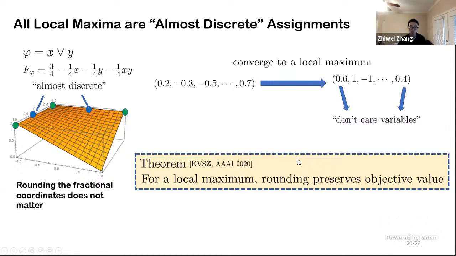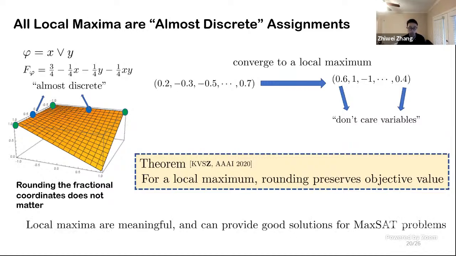So this gives us some guarantees about the solution quality of local maxima, because rounding now does not harm, which is different from the case in LP, both LP and the SDP relaxation, where rounding can cause loss to the objective. In other words, local maxima are meaningful, and they do provide good quality solutions for some more relaxed problem like MaxSAT.